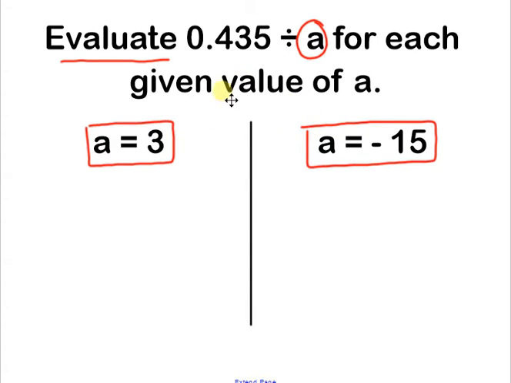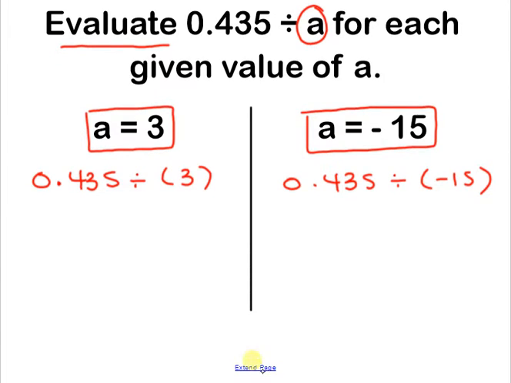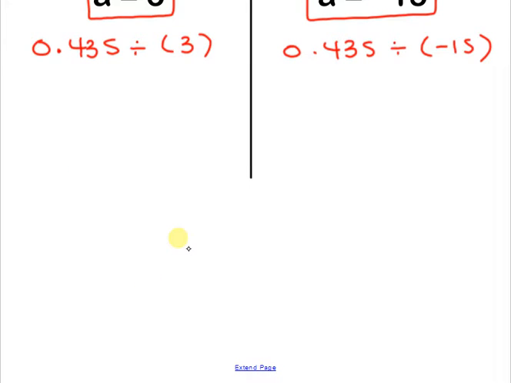Keep in mind that whenever you substitute a value in for a variable or in for a letter, you should do your best to always keep it in parentheses, especially when you have negatives involved. So this one right here is going to be 0.435 divided by 3, and this one here is going to be 0.435 divided by negative 15. And then we'll go ahead and solve these.